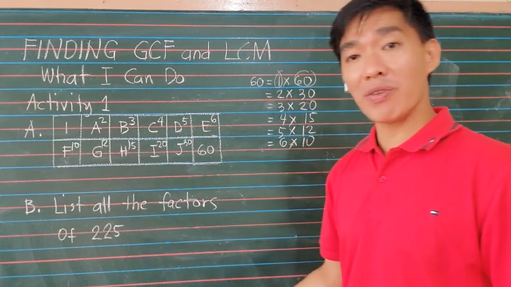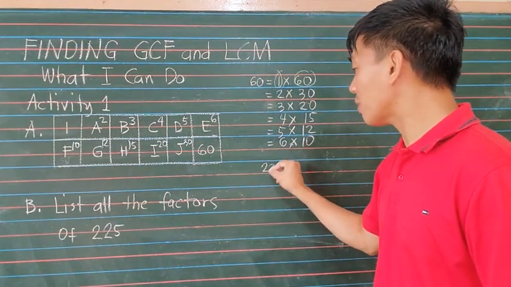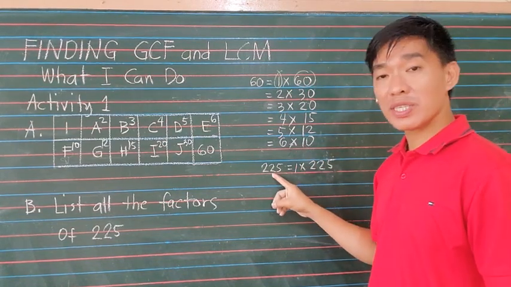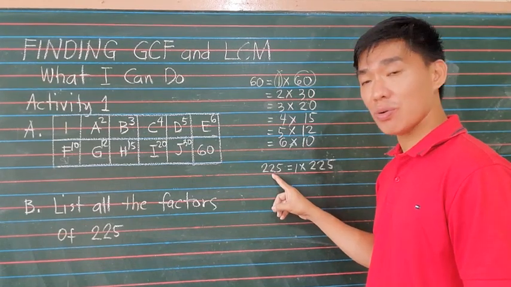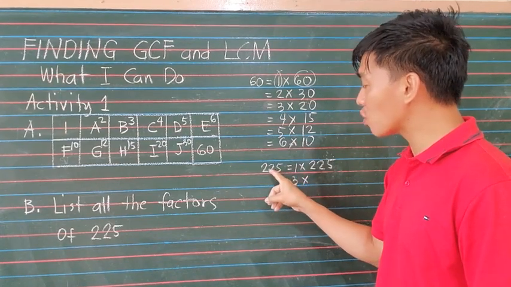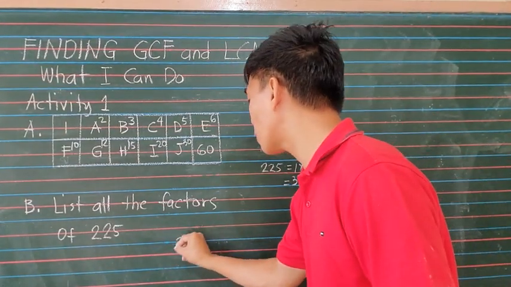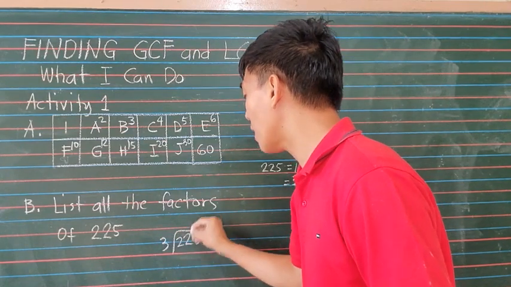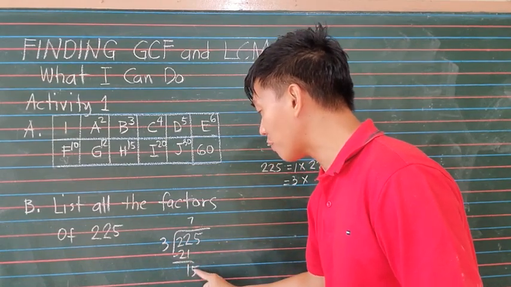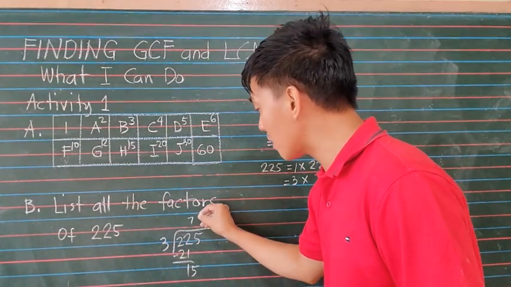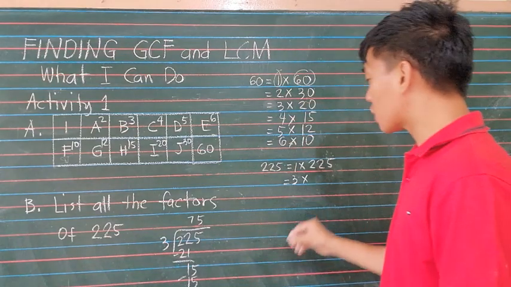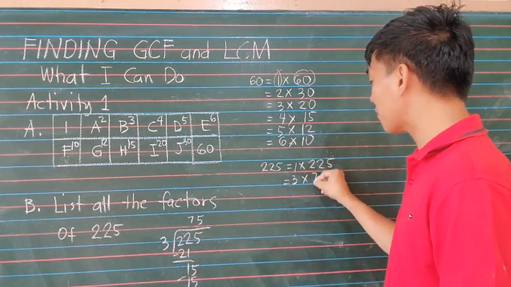All the factors of 225. So 225 is equal to 1 times 225. Of course, this is not divisible by 2, but by 3, I think. That is divisible by 3, because 2 plus 2 plus 5 is equal to 9. So let's divide 225 by 3. The answer is 7, 21, 1, 5, bring down 5. So 15 divided by 3 is equal to 5. 5 times 3, that is equal to 15, 0. So that is equal to 3 times 75.